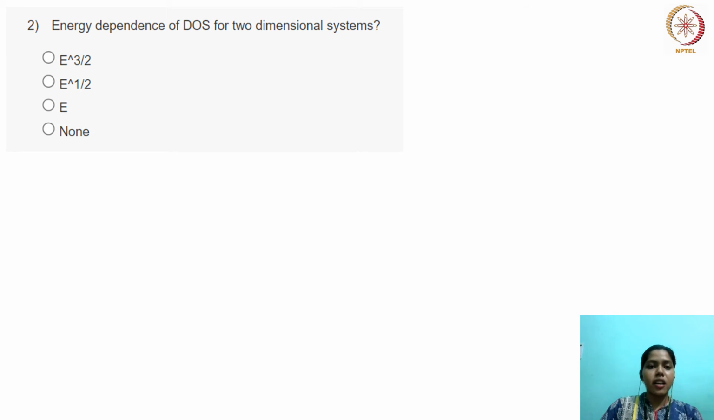Now let's check our options. E raised to the power 3 by 2 is not the correct answer. E raised to the power 1 by 2 is again not the correct option. The third option is E raised to the power 1, but it is also not the correct answer. E raised to the power 0 is the case that we want, and since no such option is given, our correct answer is none of the following, that is option number D.